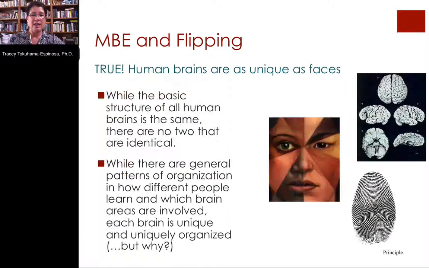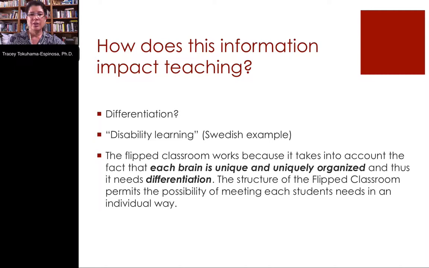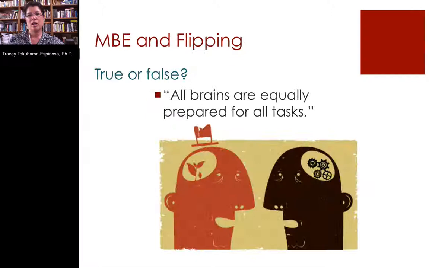Yes, they are. And what does this mean for flipping? This means that there are individual needs that are going to be different. So we can't just use one single mode of teaching to reach all the students equally. It also reminds us there's a key element here about differentiating, of how we use disability learning. How do you treat students who might need that little extra leg up? So since each brain is unique and uniquely organized, we have to create a structure that has that flexibility, or the level of resources available that can meet all of those different needs.